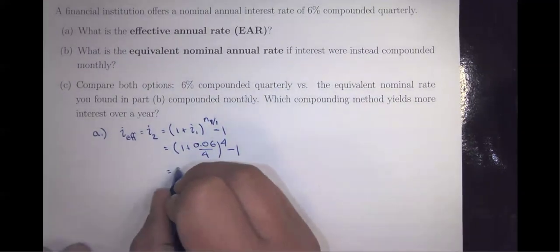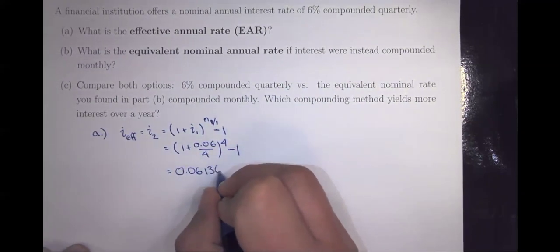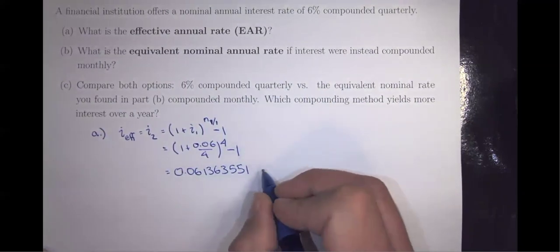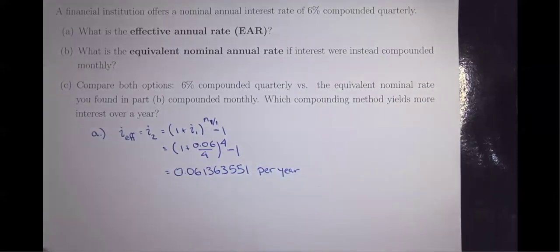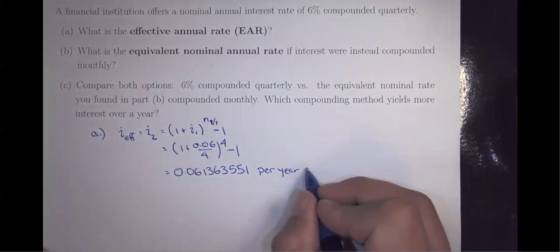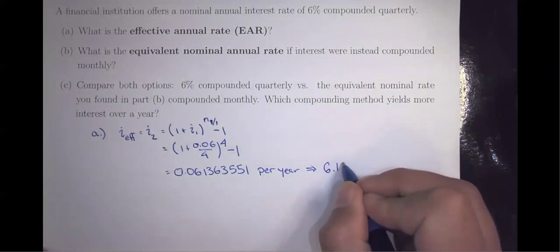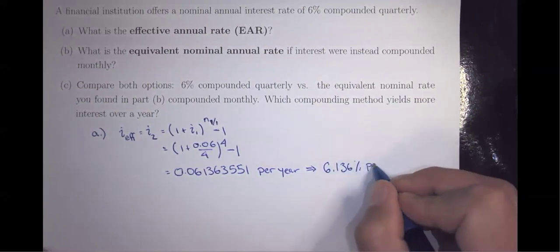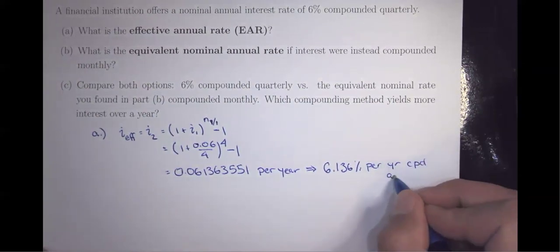And we get 0.061363551, and that's per year. And so that translates into 6.136% per year compounded annually.